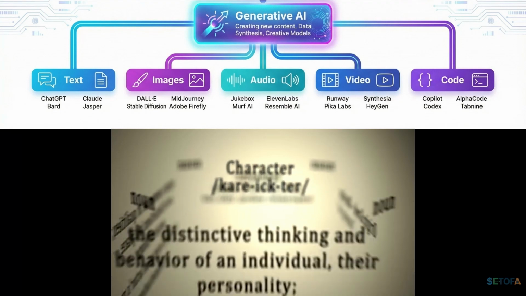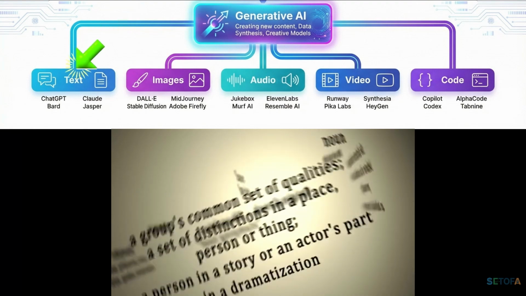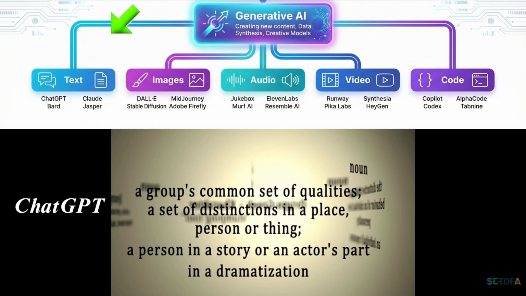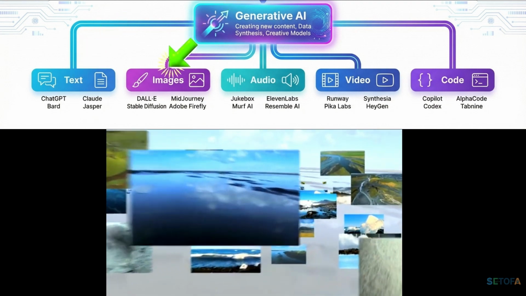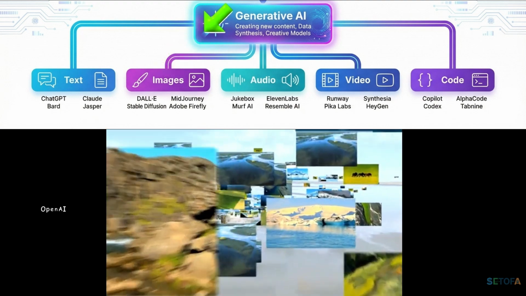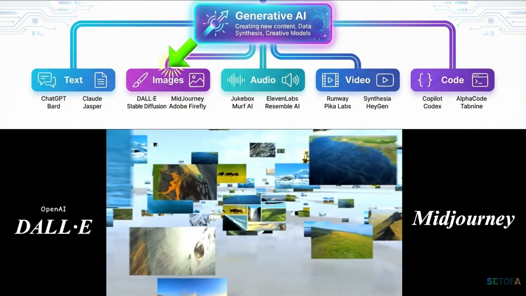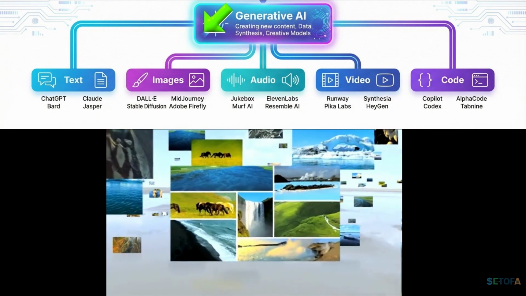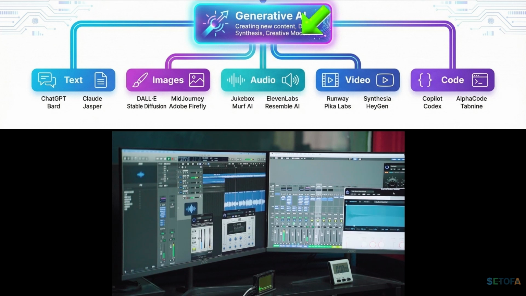The most common type you've probably used is text generation. Tools like ChatGPT can write emails, draft stories, and answer your questions. Then there's image generation. You've likely seen incredible pictures created by models like DALL-E or Midjourney, where you can just describe an image you want, and the AI brings it to life. We also have audio generation, which can compose original music in any style or even clone a person's voice.